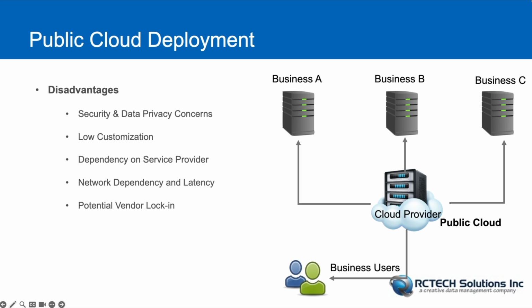The fourth one is network dependency and latency. Public clouds require a stable and reliable internet connection for data transfer and application access. Network issues or latency can affect performance and end-user experience, especially for applications with high bandwidth or latency-sensitive requirements. The final but not least, a potential vendor lock-in.